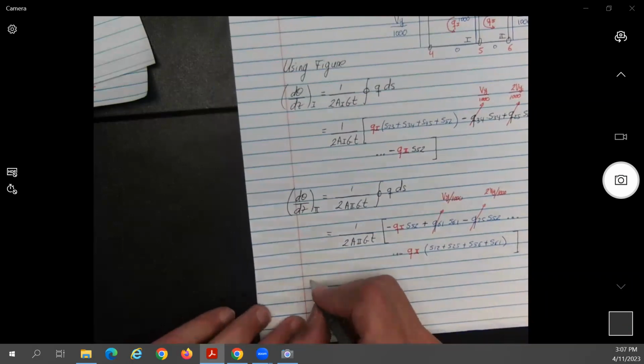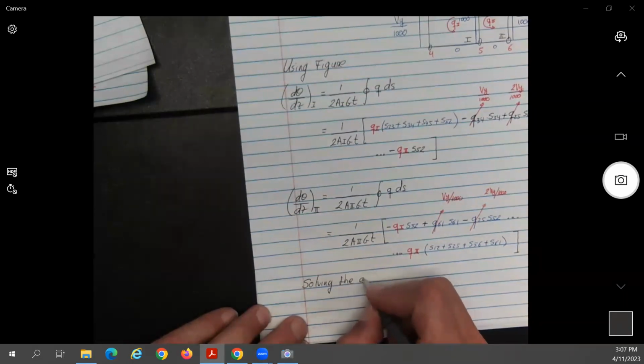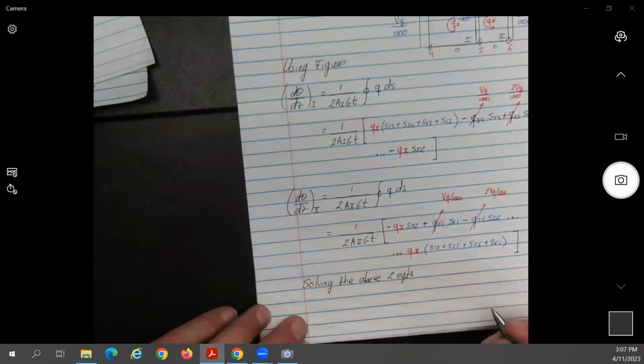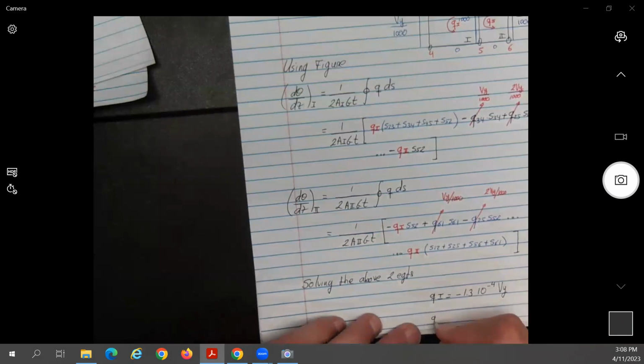Okay, so I'm going to put right here: solving the above two equations, I'll let you do it. You get that Q1 is equal to negative 1.3 10 to the negative 4 Vy, and Q2 is equal to 2.17 10 to the negative 4 Vy.